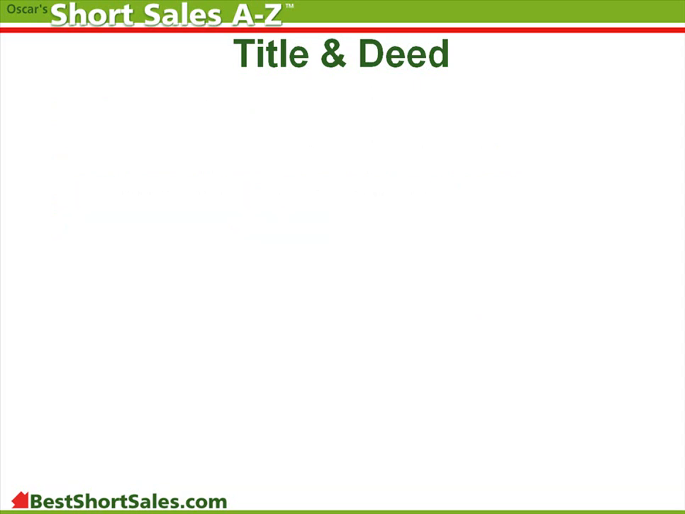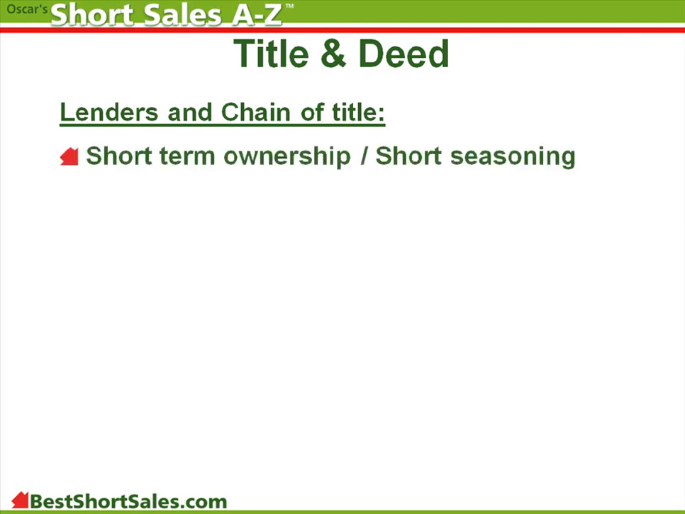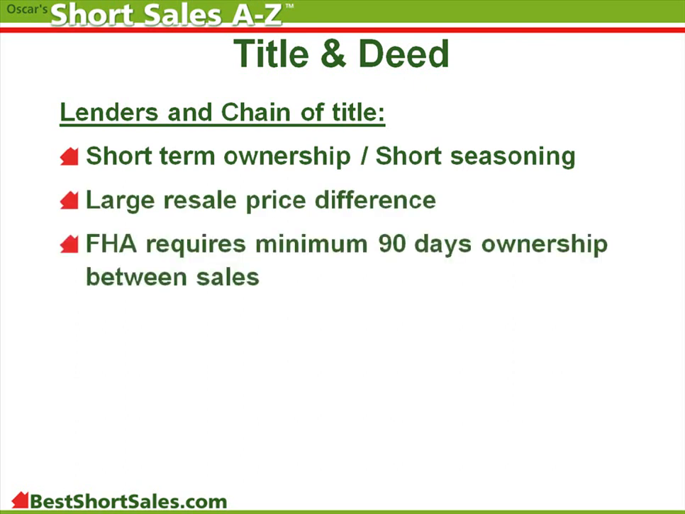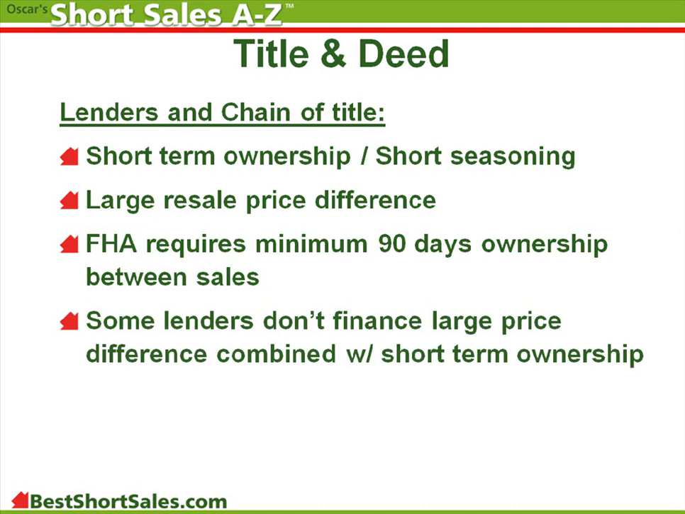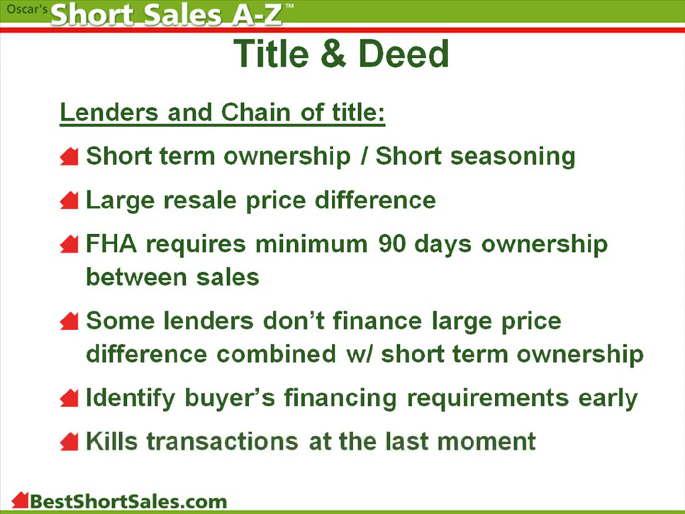Lenders and chain of title. In addition to requiring title insurance, lenders closely scrutinize chain of title for two main issues: short-term ownership, which is called seasoning, and large resale price difference. As of the date this material was produced, November 2007, lenders that resell debt to the FHA require a minimum of 90 days ownership between sales. In addition, some lenders will not finance properties with combined short-term ownership and a large purchase price difference. Investors owning short-term must avoid this potential impasse by identifying a buyer's source of funding early. Seasoning problems tend to kill transactions at the last moment.